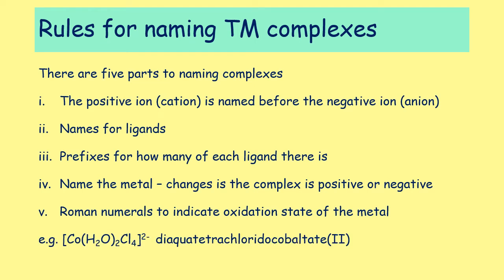So here is one example. We have cobalt, we have 2 waters, we have 4 chlorines, and it has an overall negative charge. Now, water gets turned into aqua, chloride gets turned into chlorido, and cobalt gets turned into cobaltate because this complex has a negative charge. So you're going to need to learn how to apply the rules to be able to name a complex such as that one shown there. Don't worry, we'll go through it step by step.